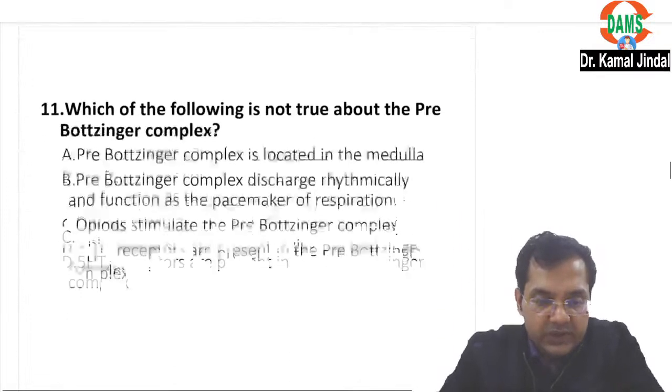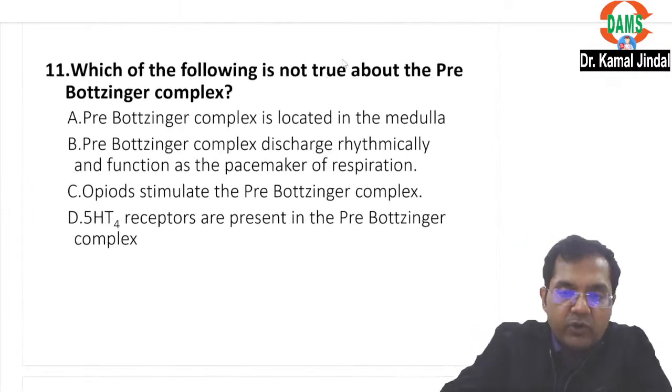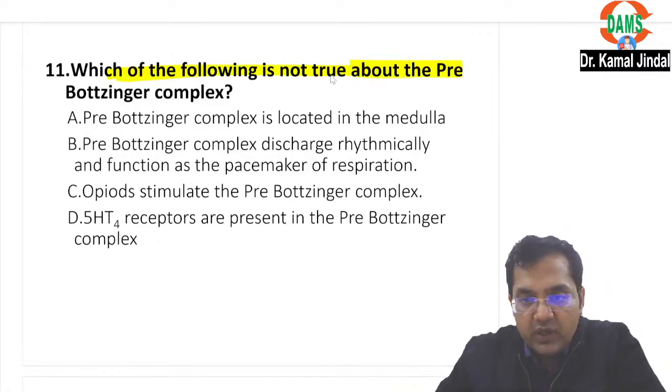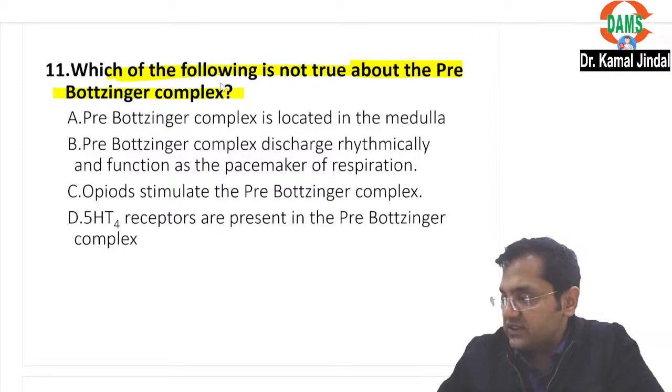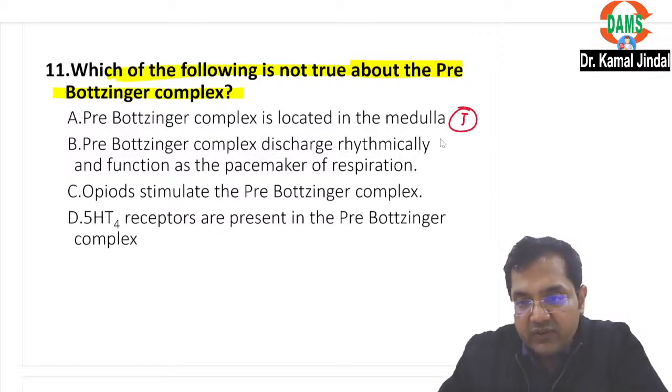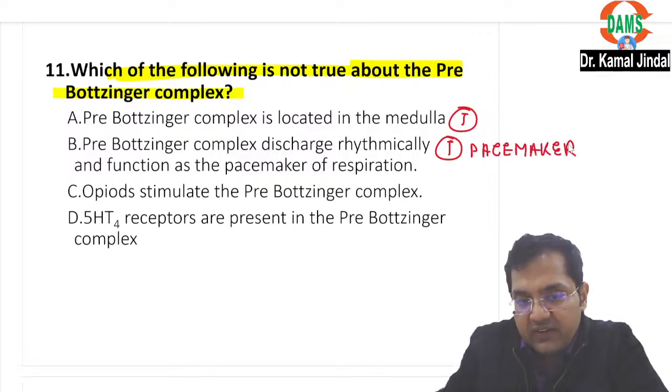Question number 11, which of the following is not true about the pre-Bötzinger complex? So very important topic again from the neural control of respiration. I've given you 2 questions. Pre-Bötzinger complex, remember, is located in the medulla. That is absolutely correct, right? It is, remember, this is true. It is the pacemaker of respiration. Must know question from the exam. It initiates the respiratory rhythm.